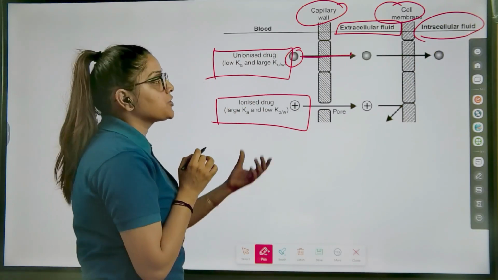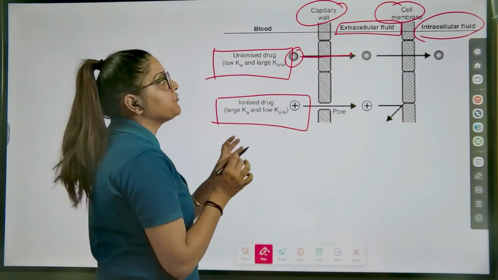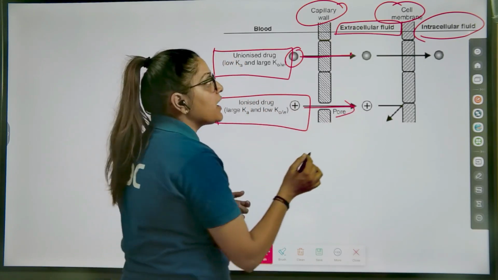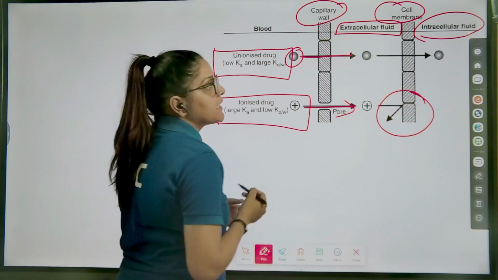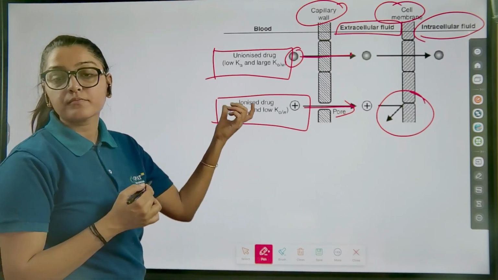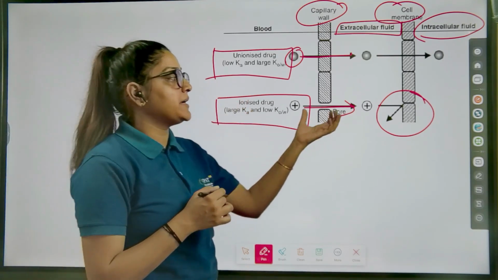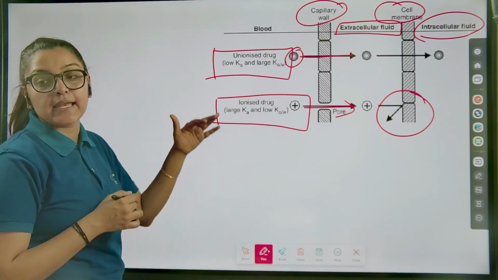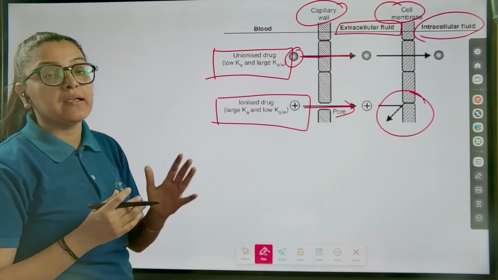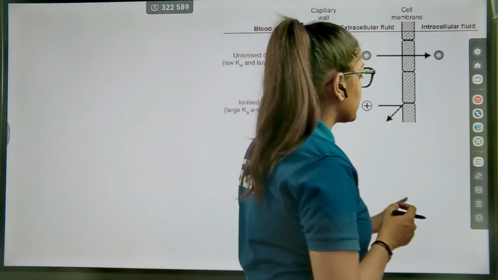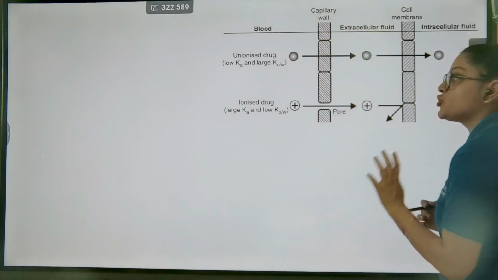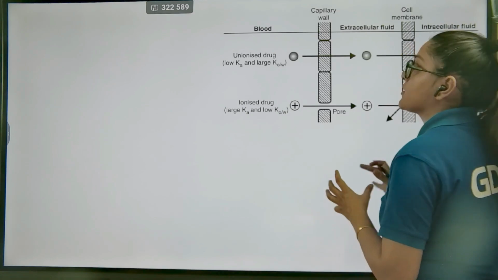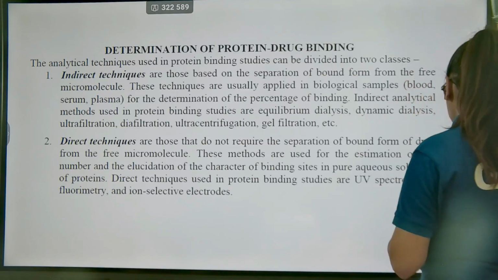Now after this, let's take an example of another, ionized molecule. This ionized molecule, if it is smaller in size, will be able to cross the capillary wall, but it will again be stuck. It will not cross the cell membrane because of its nature as well as other limitations. So based on their ionization, size and nature, their entry is very much going to be hampered. That is why we say partition coefficient, tissue permeability, log P values, ionization, all these are going to affect the drug protein binding.